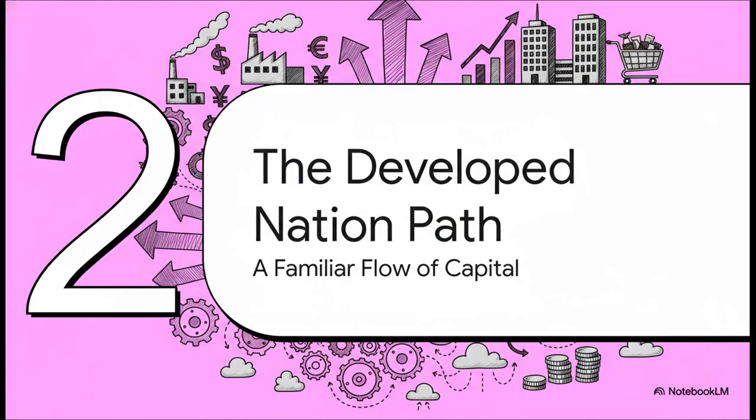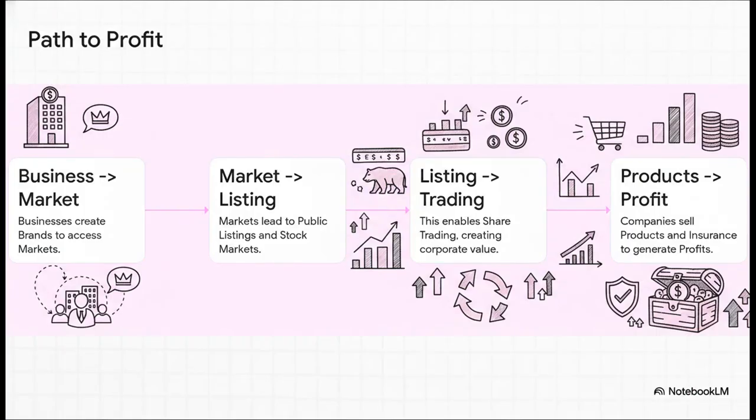So let's start by tracing the path that's probably going to feel the most familiar to a lot of us. We're looking at the top half of the diagram. This represents that classic engine of a developed, market-driven economy. So how is value actually created here? Well, it's a pretty clear chain reaction. Businesses build up brands to get into markets. Once they have a strong market presence, that leads to a public listing on the stock market, which in turn allows for share trading. That's the whole financial side of things. At the exact same time, these companies are selling actual products and services, which generates direct, tangible profit.